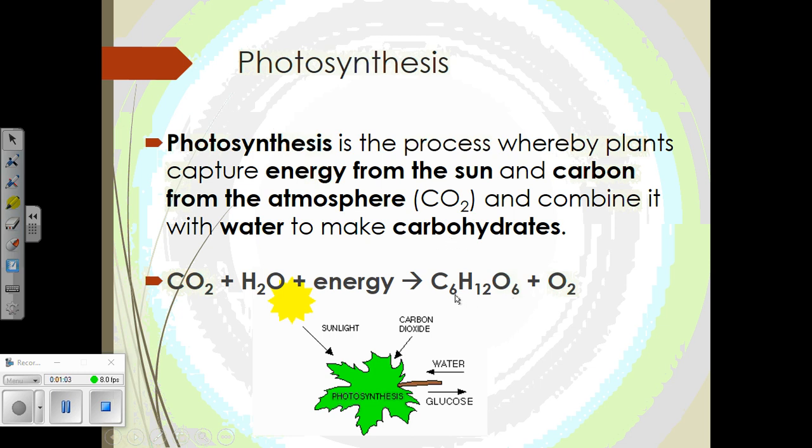This big chemical here is the formula for glucose, which is a kind of sugar. And carbohydrates are a group of molecules that include things like sugars. So this is a very simple sugar. The other thing that it makes is oxygen, and oxygen is something that we need to survive, so that's a really important thing for us. So this formula here is the general formula for the reaction called photosynthesis.